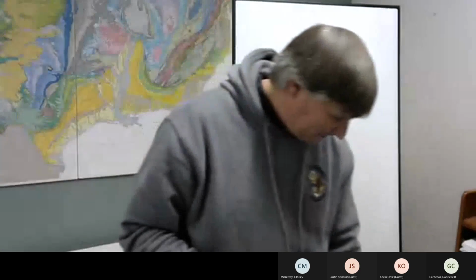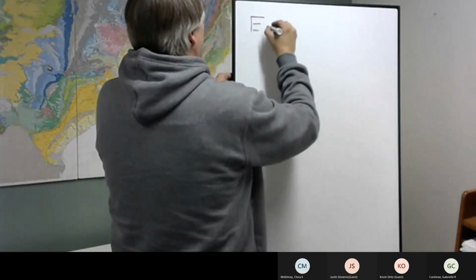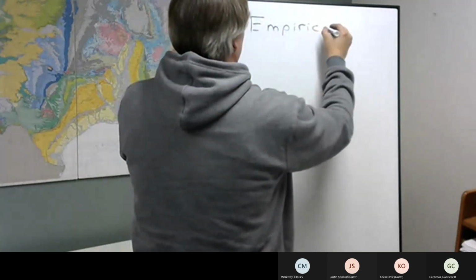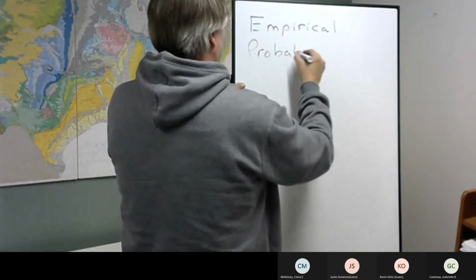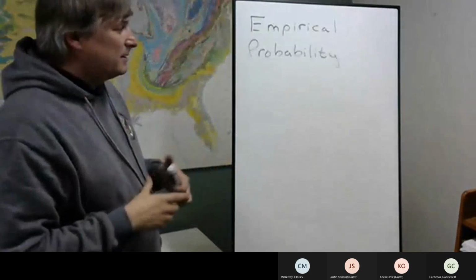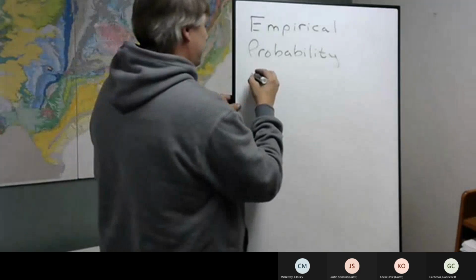So that's one way of looking at probability. Now, the other thing that's going to come up here is what we call empirical probability. So empirical probability works like this. Well, first, let me separate it from theoretical.